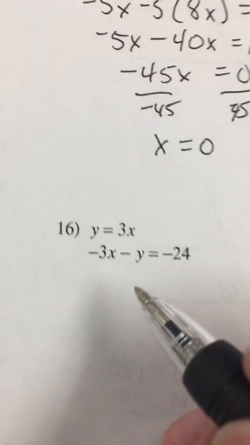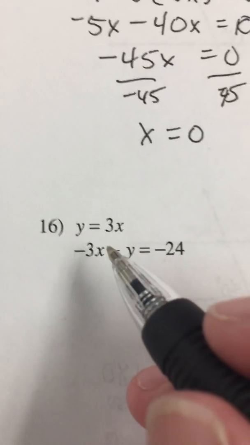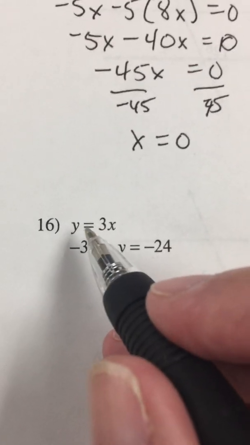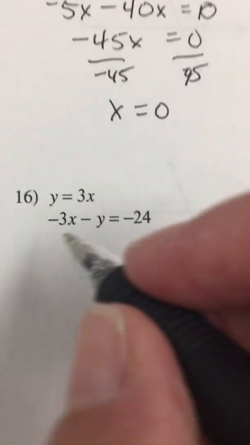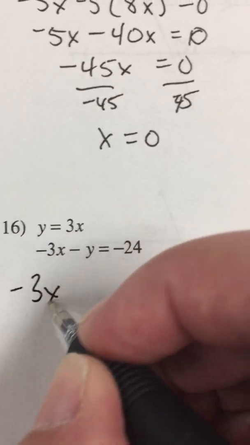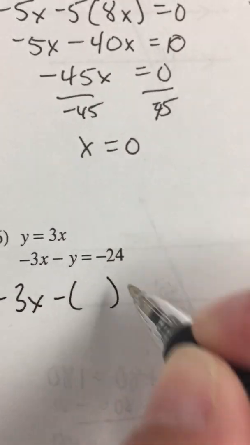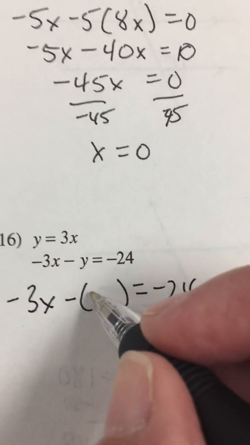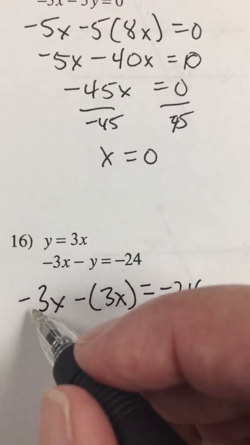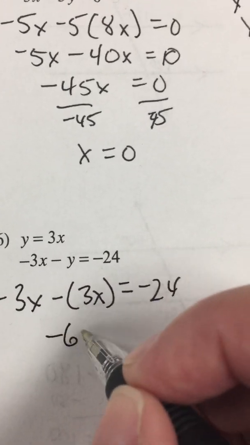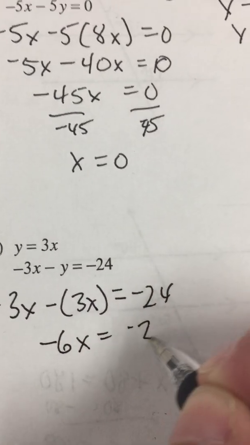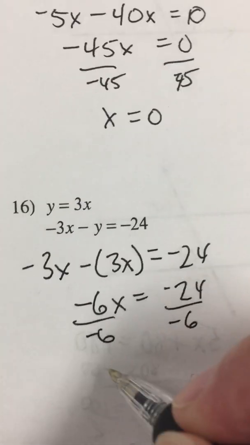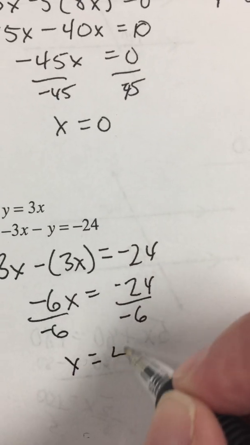Last one down here, again, a system of equations. We're looking for where the two lines intersect, doing it algebraically. If one of them is already in y equals or x equals, I'm going to substitute that in for the y. So this is negative 3x minus y equals negative 24. And what is y equal to? 3x. Now, that's negative 3x minus 3x, that's negative 6x equals negative 24. Divide by negative 6 to get x by itself on both sides. x is equal to positive 4.